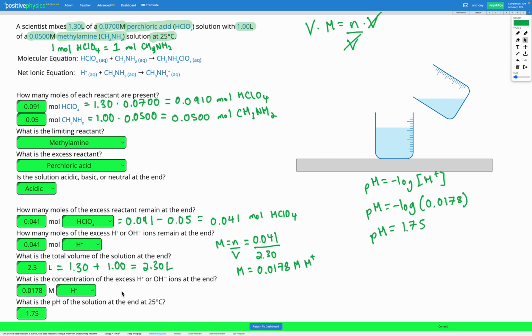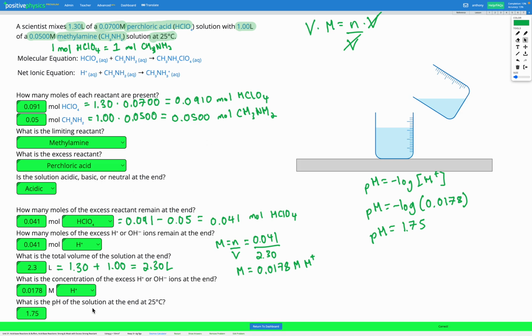Awesome. So you can see this question functionally worked identically to the previous question where we had a strong acid and a strong base. In this question, we have one strong and one weak, but the one that's in excess is always going to be the strong one. So we calculate the pH or pOH at the end in exactly the same way as if they were both strong. We started by figuring out how many moles of each reactant are present and used that to figure out which is our excess reactant. If the excess is an acid, it's going to be an acidic solution overall. If the excess is a base, it's going to be a basic solution overall.